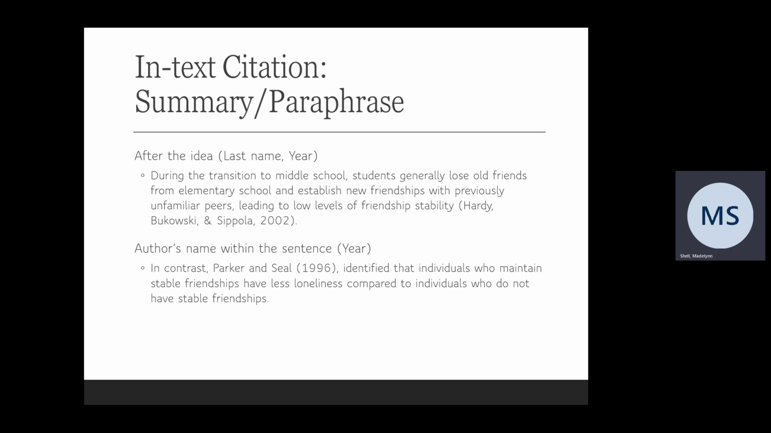Another thing I see beginning APA users do is they put the year at the end of the sentence. If you've got the author's name in the sentence, you want to put the year immediately after those authors' names so that they are connected. And so we've got Parker and Seal, 1996, identified individuals who maintained stable friendships, blah, blah, blah, blah. But the point here is that you've got that year right beside the author's name. If you are citing after the idea, everything goes at the end of the sentence, or if you have a really long sentence, you might do it at the end of a clause, like right before a comma.